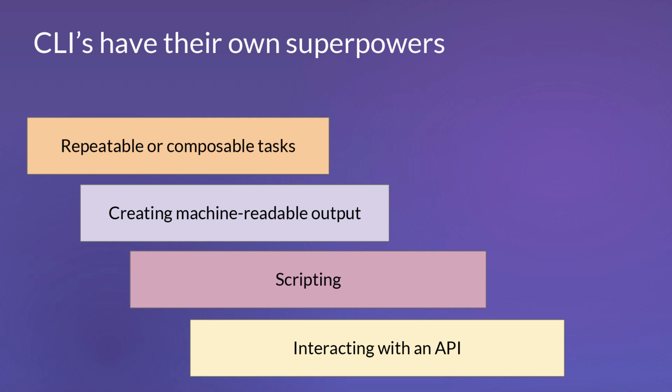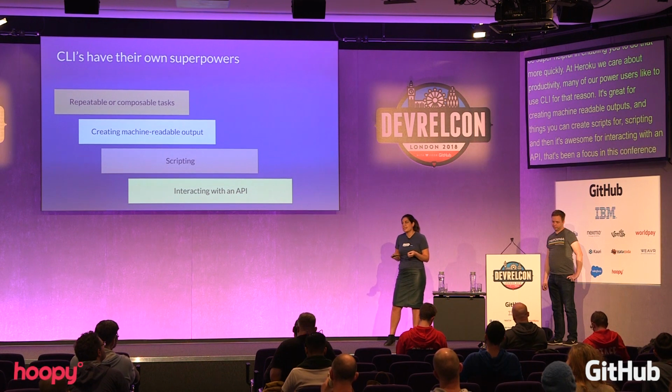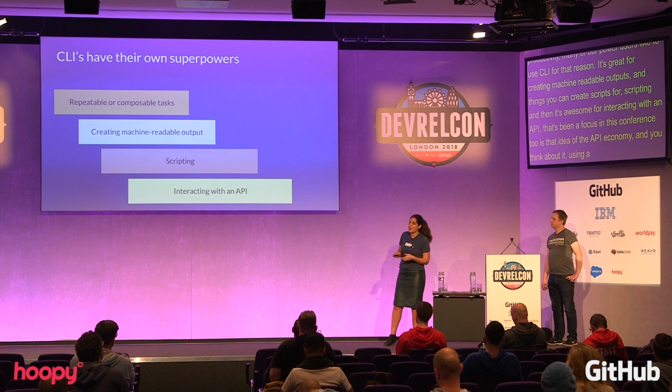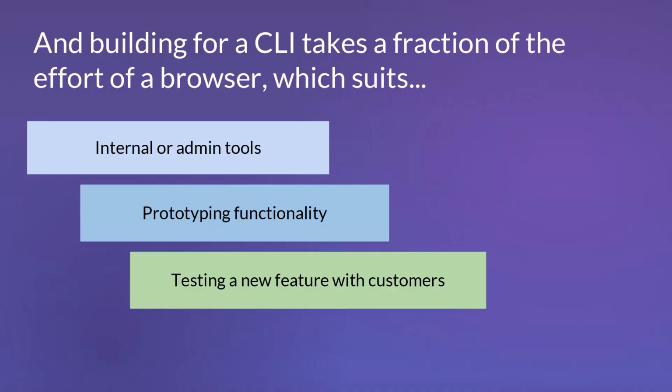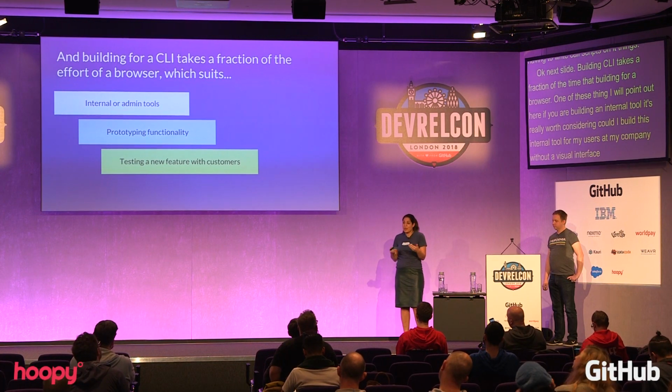And that's been a focus in this conference too, is the idea of the API economy. And if you think about it, using a CLI can be the simplest way of interacting with the API, not having to write curl scripts and things. And building for a CLI takes a fraction of the time of building for a browser. So one of the use cases I'm going to point out here is that if you're building an internal tool, it's really worth considering, could I build this internal tool for my admin users at my company without a visual interface? And if I was to do that, how much time would I save, and would it be useful to them?